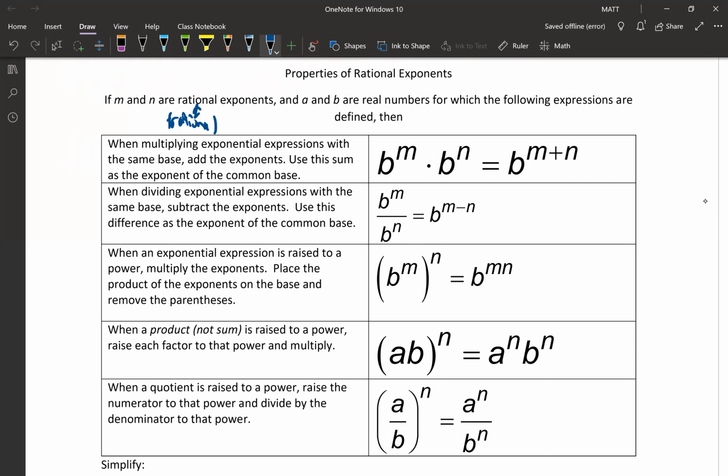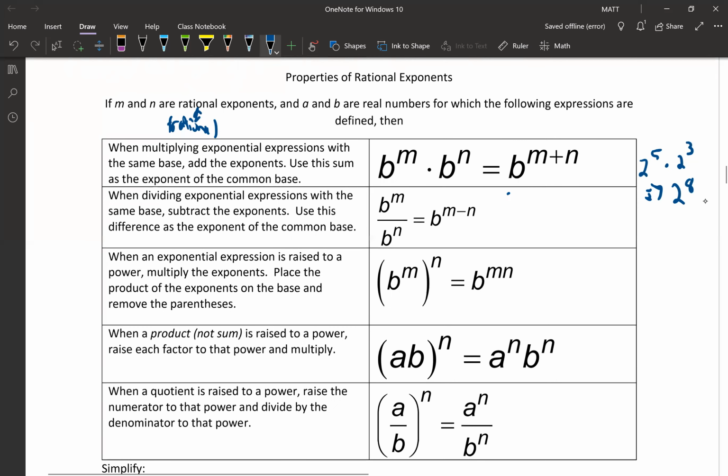An example is, if we have 2 to the 5th power multiplied by 2 to the 3rd power, that's the same thing as just adding the exponents. It's 2 to the 8th power. And if we're dividing the same base with different exponents, we subtract them. So if I have 2 to the 5th divided by 2 to the 3rd, that's 2 to the 5 minus 3, which is equal to 2 squared.